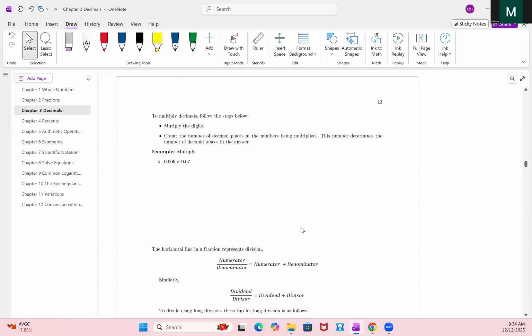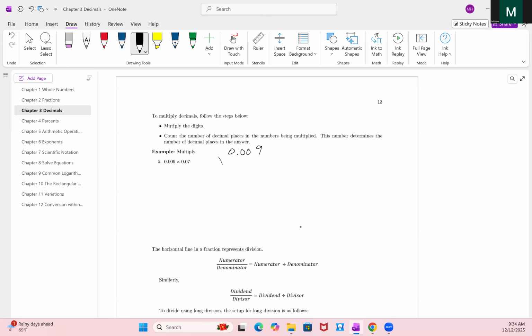To multiply decimals, follow the steps below. Multiply the digits, like you're multiplying whole numbers. Count the number of decimal places in the numbers being multiplied. This number determines the number of decimal places in the answer.